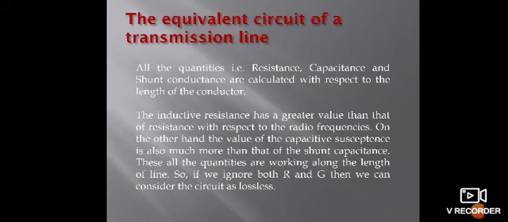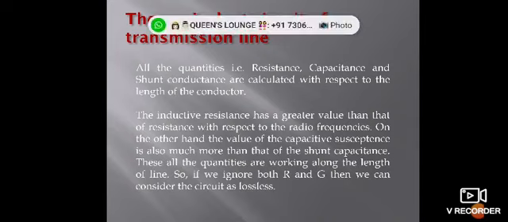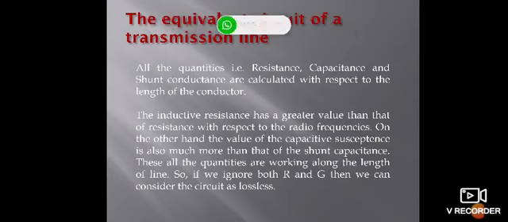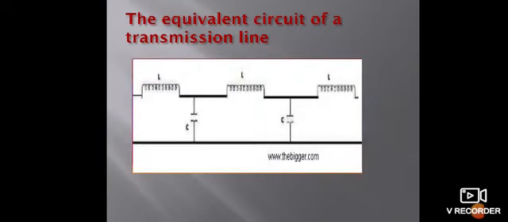If we ignore both R and G, then we can consider the circuit as a lossless line. That is the main note: when we ignore R and G, the circuit is a lossless line. This is about the equivalent circuit of a transmission line, and this is also a circuit consisting of L and C, the equivalent circuit of a transmission line. How it looks is shown in this figure.